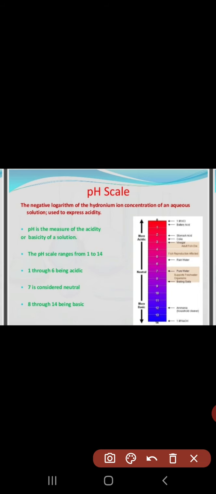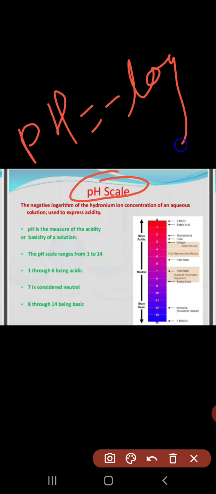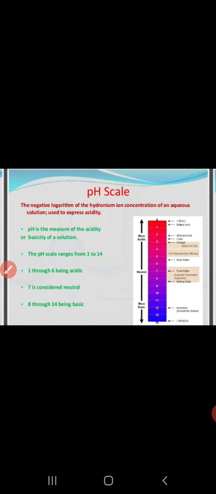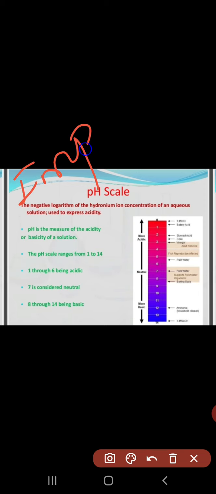So here is a pH scale. First of all, what does pH mean? pH means the negative logarithm, to the base 10, of the hydronium ion concentration of an aqueous solution. This is the important definition of pH: the negative logarithm of the hydronium ion concentration of an aqueous solution.